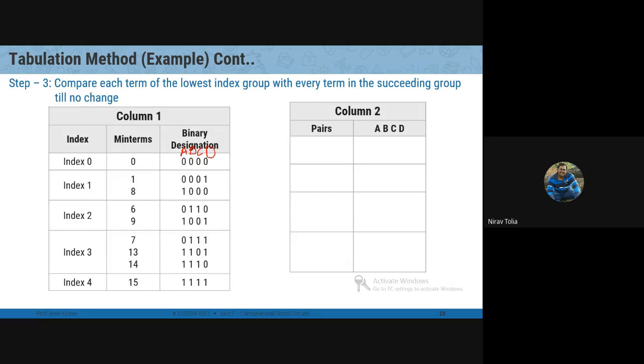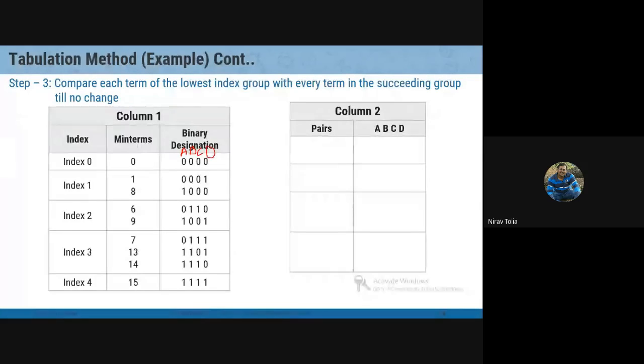Again, I am repeating. We have to compare each term of the lowest index group with every term in the succeeding group. And we have to combine them by using the combining theory. And how do we have to combine them? Two terms from the adjacent groups are combinable if their binary representations differ by only a single bit, just a single digit.